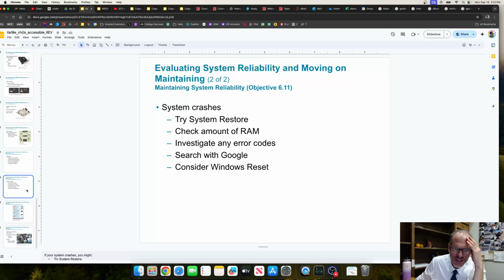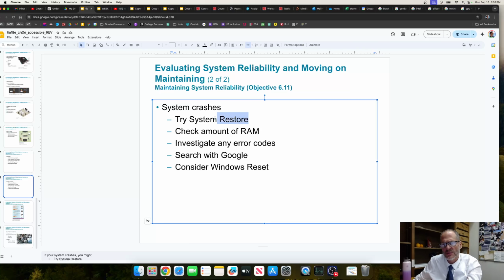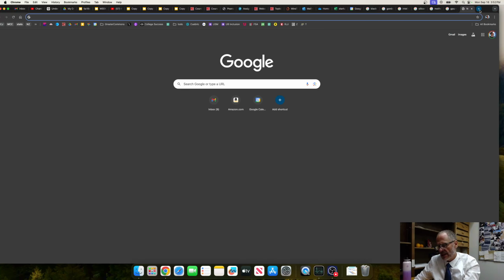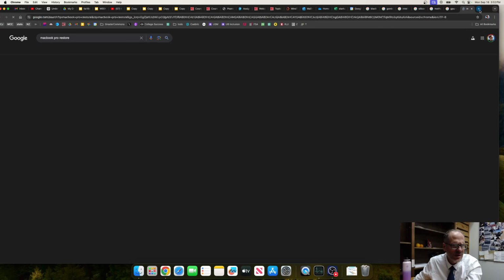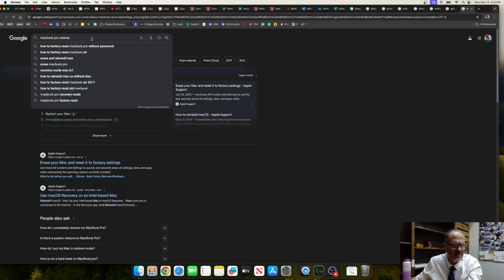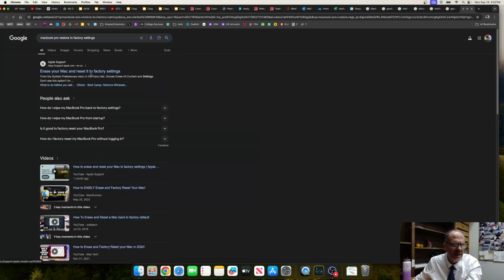So system crashes. If your system's crashing a lot, you could try system restore. This is super good to know about. You could Google any computer. I have a MacBook Pro here, and you could Google how to restore to factory settings, right? Restore to factory settings. There we go. And it'll show you how to erase your Mac and reset to factory settings.